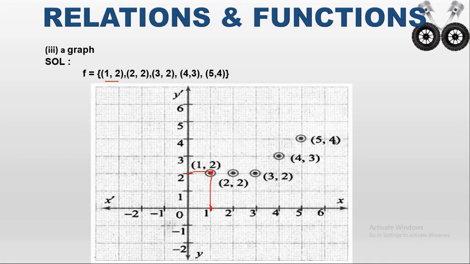And what is the second ordered pair? 2, 2. So that is x value is 2 and y value is also 2 again. So here the 2 and 2 meet at this point. So this is the 2 comma 2. So what is the third ordered pair? 3 comma 2. So x value is 3 and y value is 2.